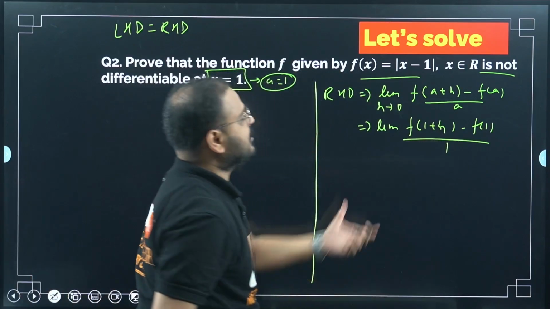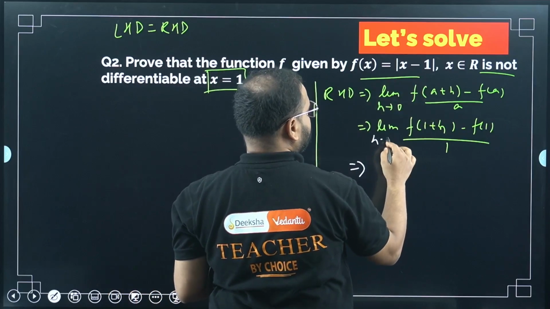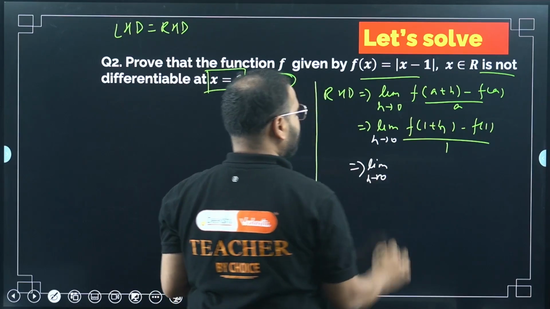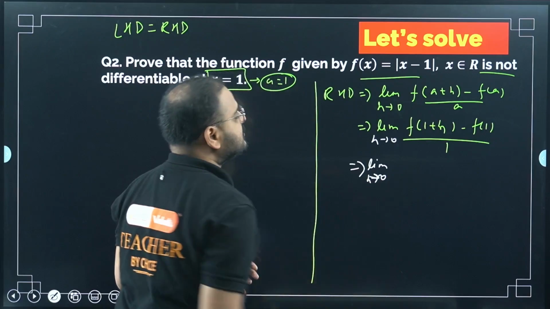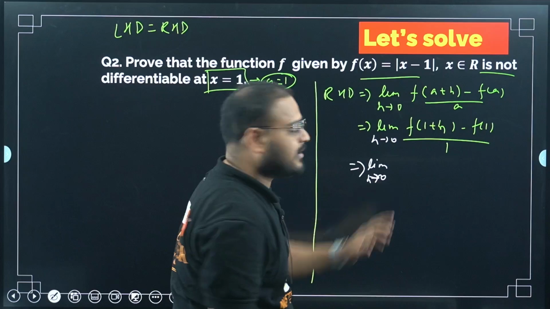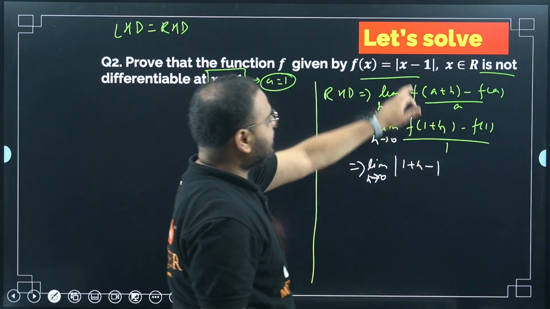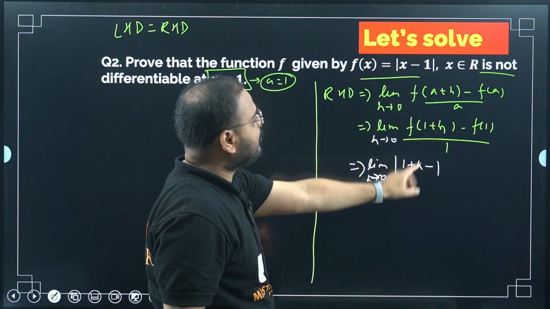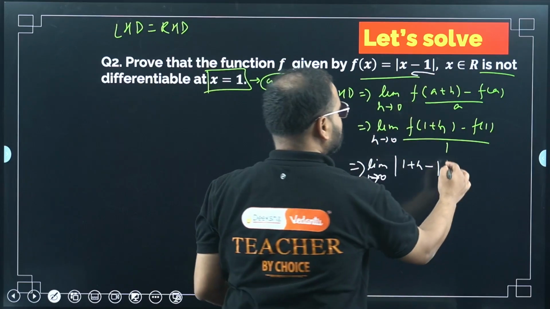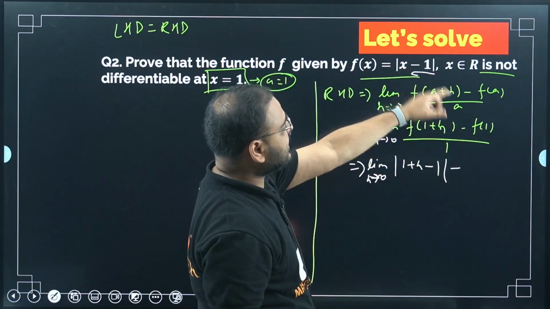Now please check. What is my function? Mod of x minus 1. So I can write this as the same thing, limit h tends to 0, which will continue like this. f of 1 plus h means wherever there is x, replace this x by 1 plus h. So this will become mod of 1 plus h minus 1. Please understand, wherever there is x, replace that by 1 plus h. So I wrote it as 1 plus h, and this minus 1 is there. Close the mod, please. Now minus f of 1. f of 1 means wherever there is x, replace it by 1.